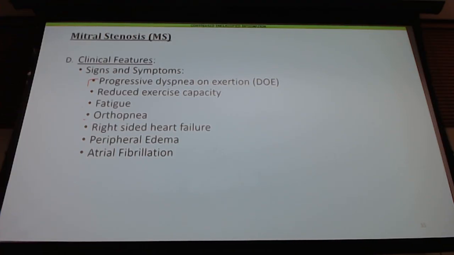So not necessarily specific symptoms of mitral stenosis, but it makes sense that the pulmonary system is going to bear the burden of this condition, and you're not going to have that oxygenation working properly for you.